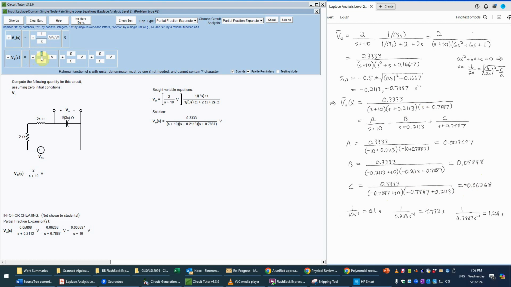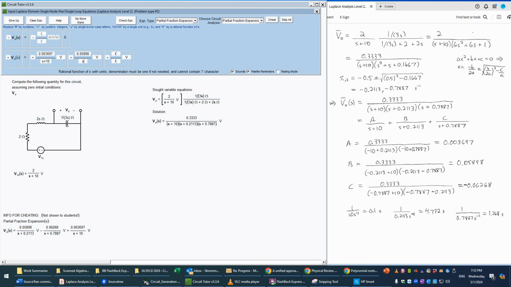That's going to be the 0.003697. And then the denominator there is the s plus 10. And then for the b term, that's going to be that value of 0.05898. And I could round that to 3 digits, certainly. Don't round it too much, though. You may miss the error criterion if you go down to, say, 1 or 2 digits. Very likely you will.